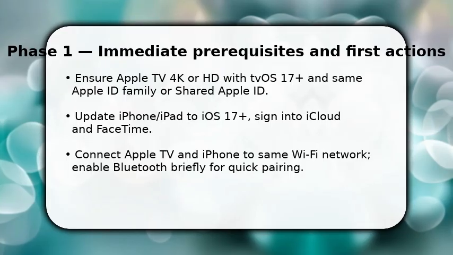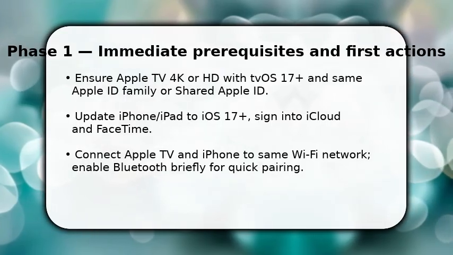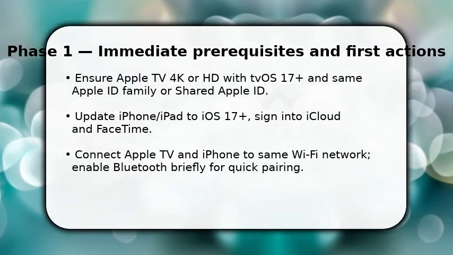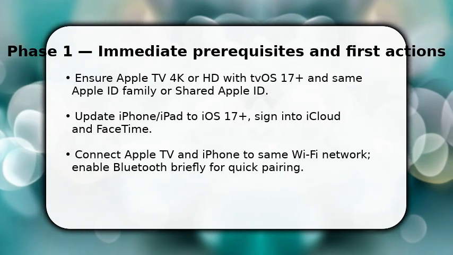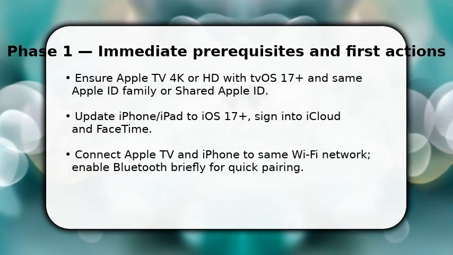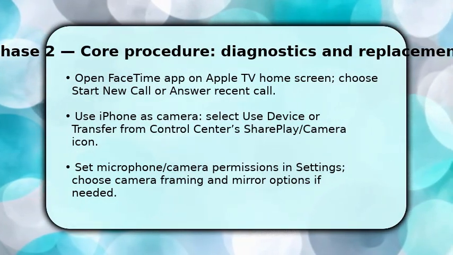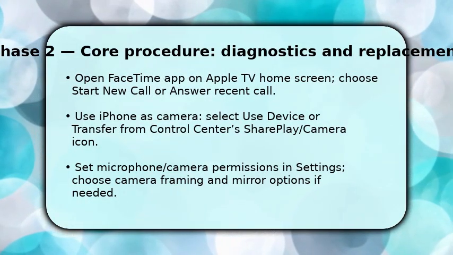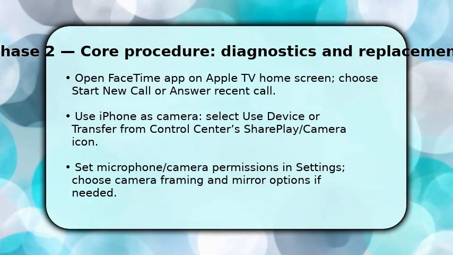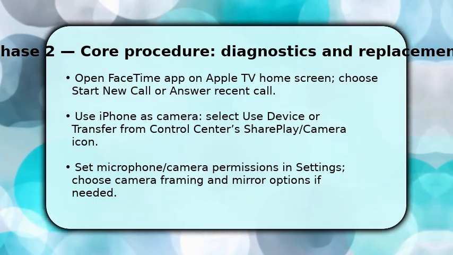Open Settings on Apple TV and note the AirPlay and home screen options. These initial steps let you link accounts and allow the FaceTime app to appear and function properly. Next, open the FaceTime app on Apple TV and choose to start a new call or pick a recent contact. You control video from your iPhone.